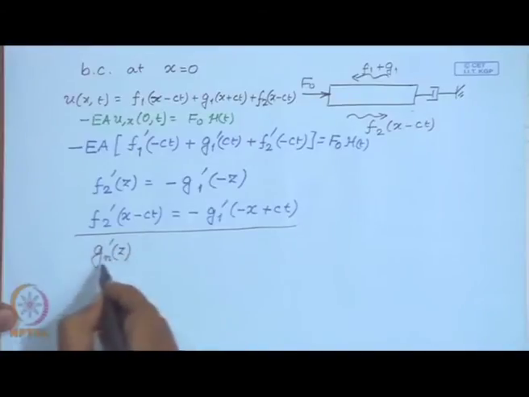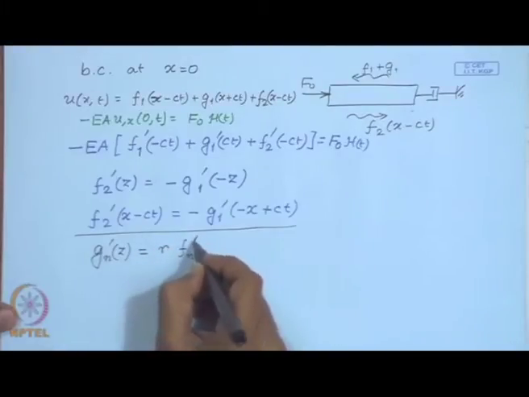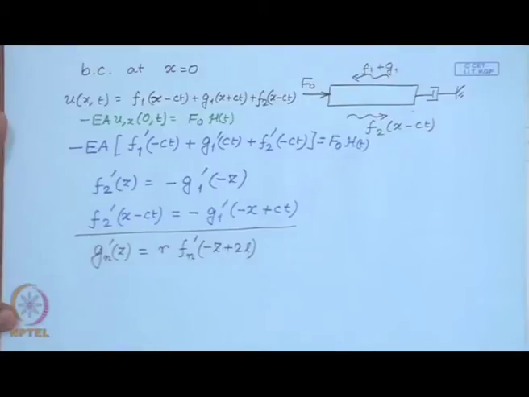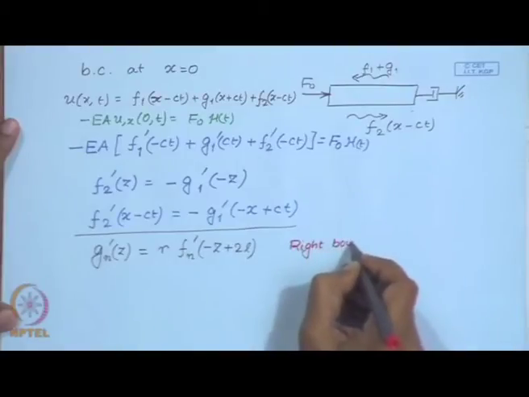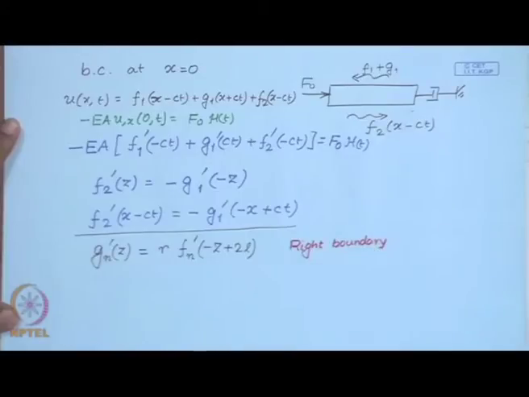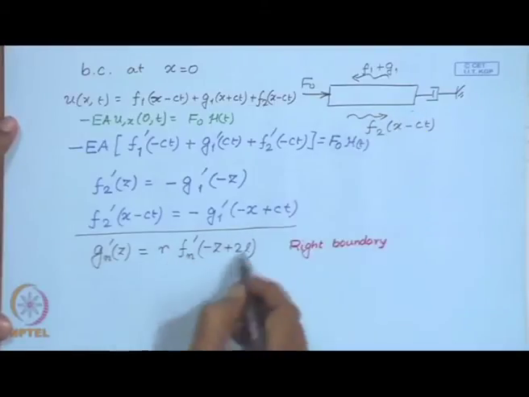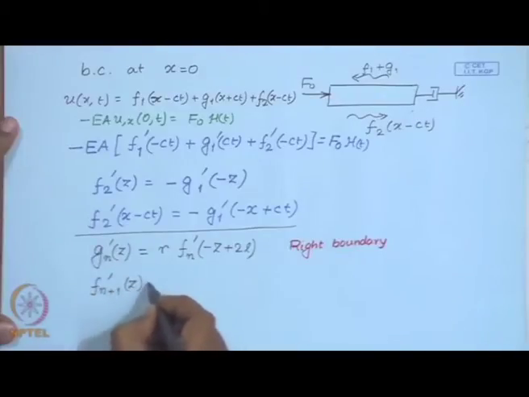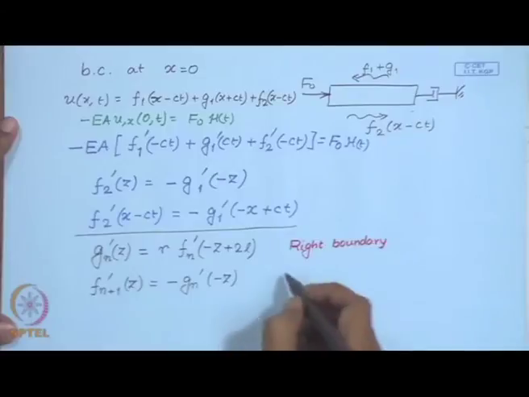It is like this: at the right boundary, the reflected wave that is generated at the right boundary is in terms of the incident wave, and the reflected wave that is generated at the left boundary, so this is for the left boundary.